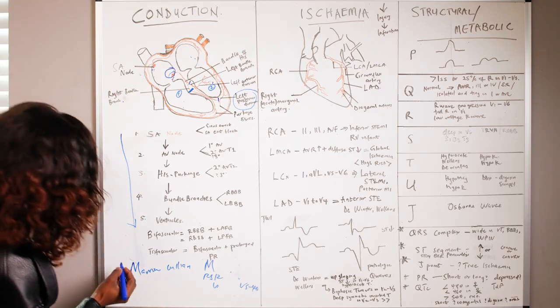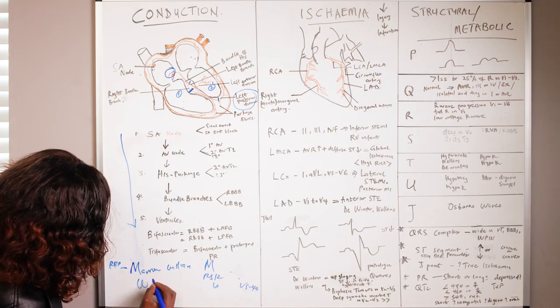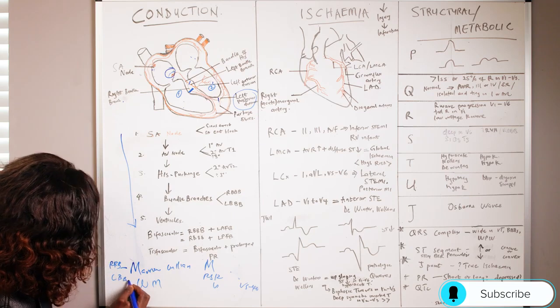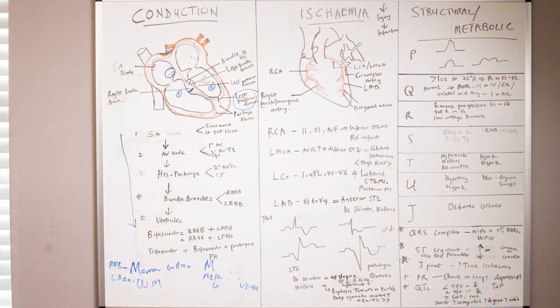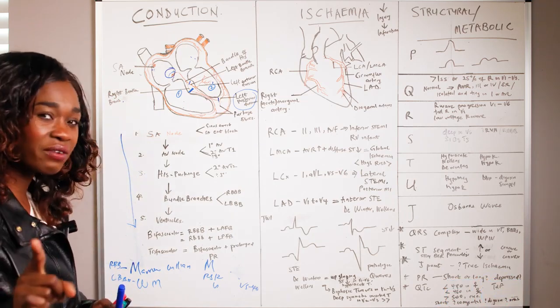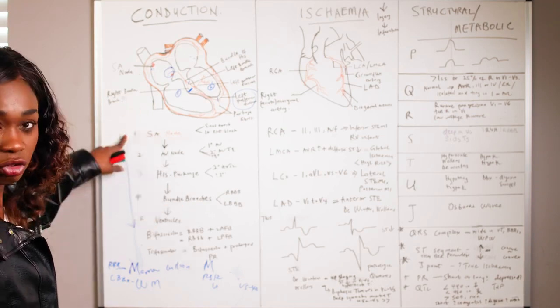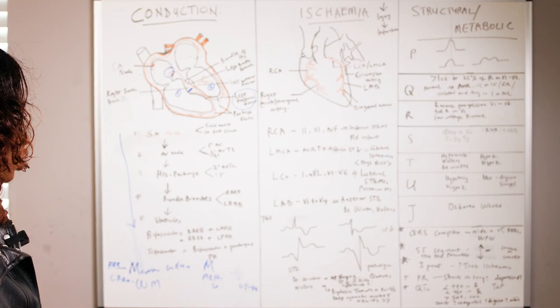Now, I've said WiLLiaM MaRRoW can be RBBB, while MaRRoW-WiLLiaM can be RBBB, while WiLLiaM MaRRoW can be left bundle branch block. Now, this, like I said, will sort out any blocks for you. If you ever need to understand any blocks, go back to this diagram. Go back to the conduction system of the heart. And we will be talking about how that translates into the ECG.